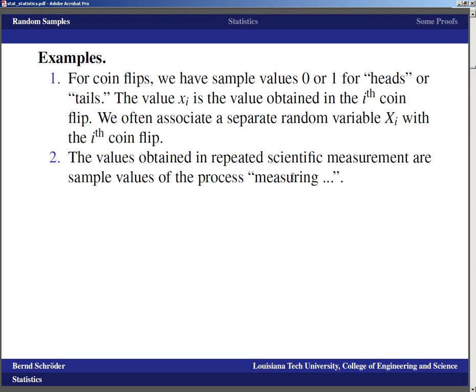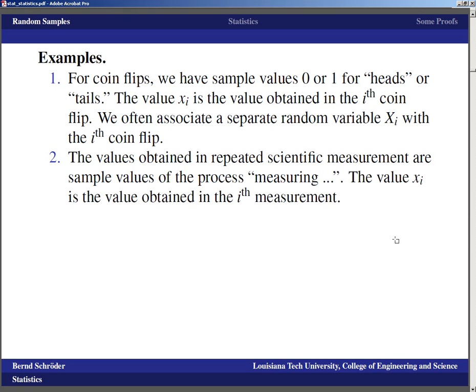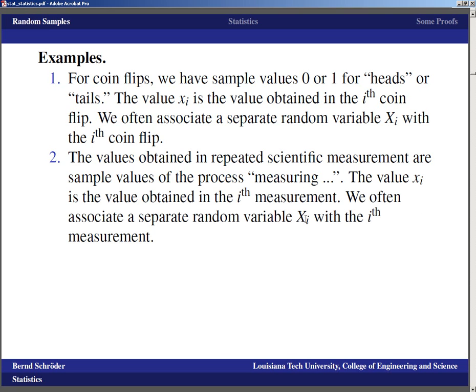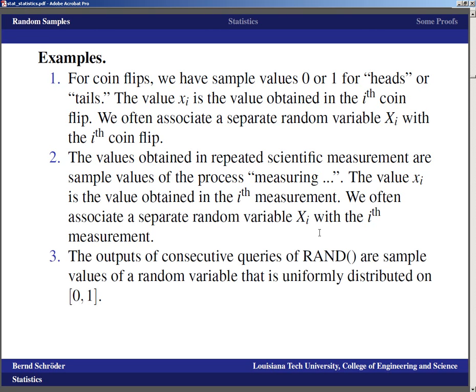The values obtained when we do repeated measurements are sample values of a process that measures whatever you are measuring. It could be temperature, frequency, light intensity, anything you can measure basically. And the value xi then is the value obtained in the ith measurement, and we often associate a separate random variable xi with the ith measurement.